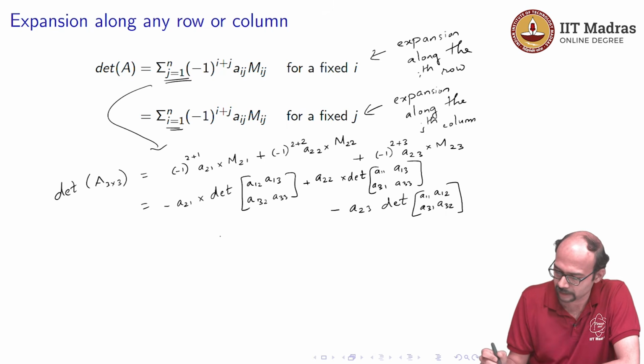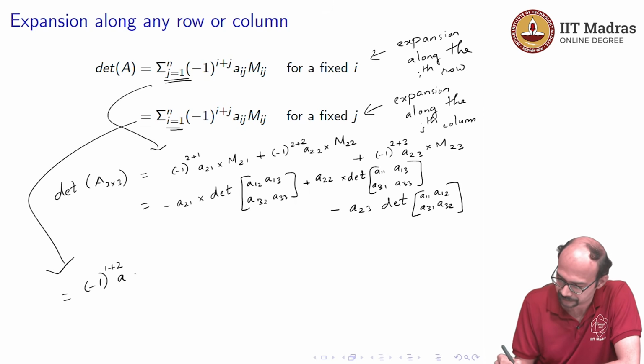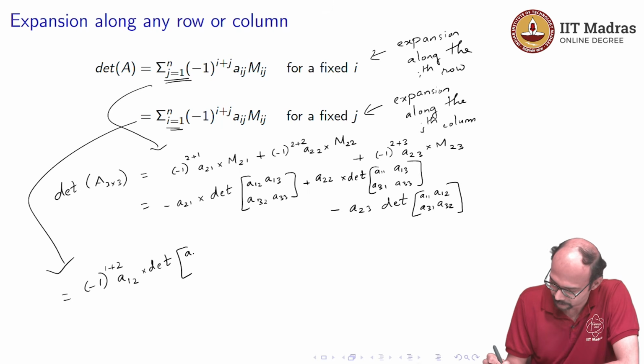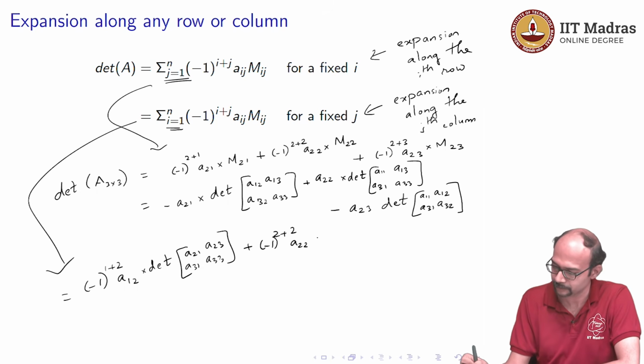And let me do a similar example for expansion along the second row. Sorry, the second column. Okay, so this is expansion along the second column. So what this is saying is that this is minus 1 to the power 1 plus 2 a12 times determinant of a21, a23, a31, a33, plus minus 1 to the power 2 plus 2 a22 times a similar determinant.